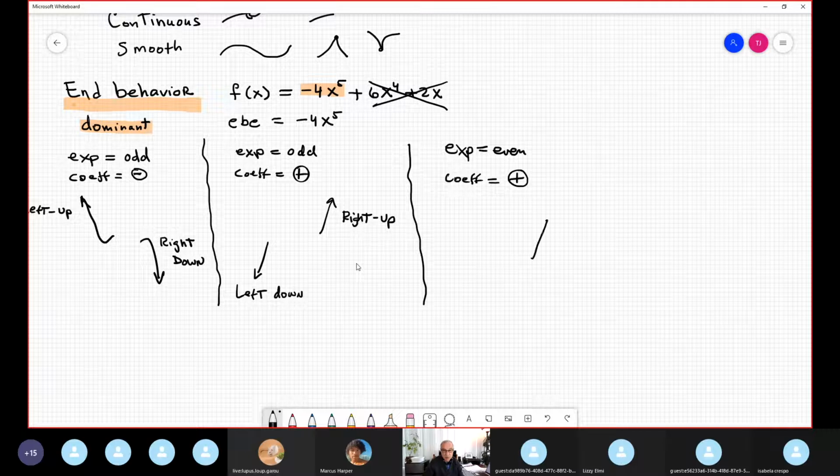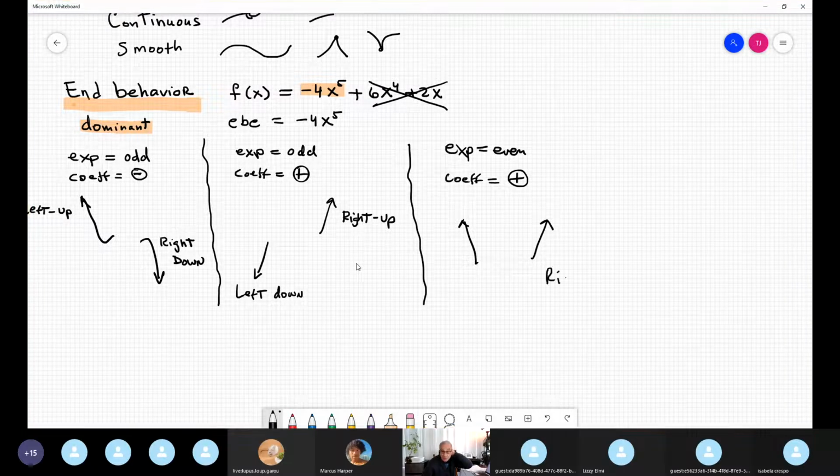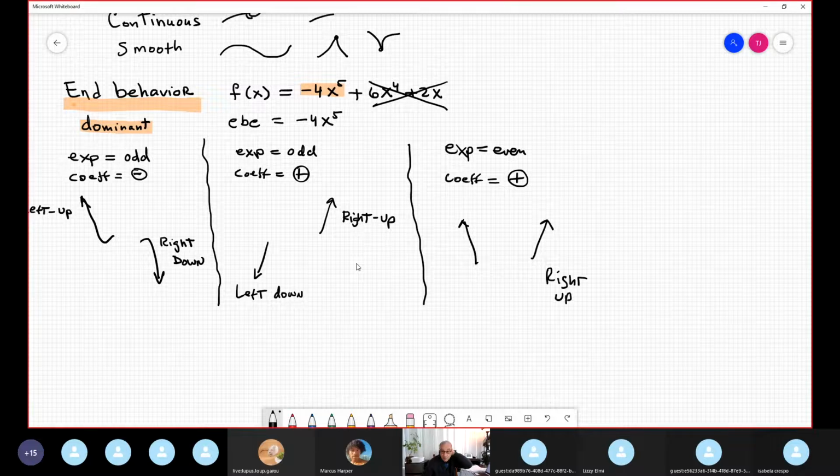Entonces, something like that. Like a quadratic function, ¿no? In a quadratic function, remember, the exponent is even, because the exponent is 2. The end behavior is right up and left up.